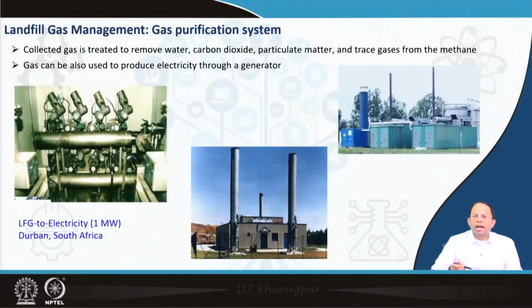So once the gas is collected, either I can burn it and flare it, or we can burn it to generate electricity. But sometimes we can also clean the gas first before we burn it. The gas is treated to remove water, moisture, carbon dioxide, particulate matter, and trace gases from the methane. Gas can be used to produce electricity through a generator. As you can see, there are several examples of it. One is this landfill gas to electricity power plant of 1 megawatt capacity in Durban, South Africa, right? So this is how the gas needs to be first cleaned, and then it can be incinerated or burnt so that we can produce electricity.